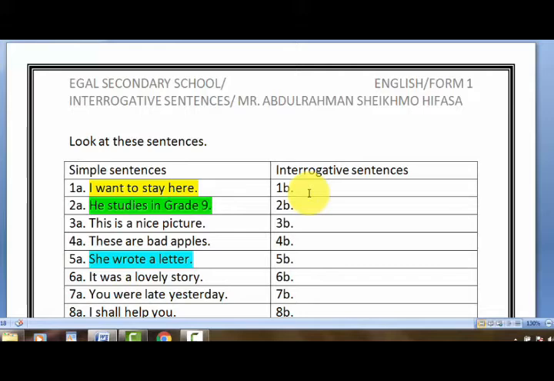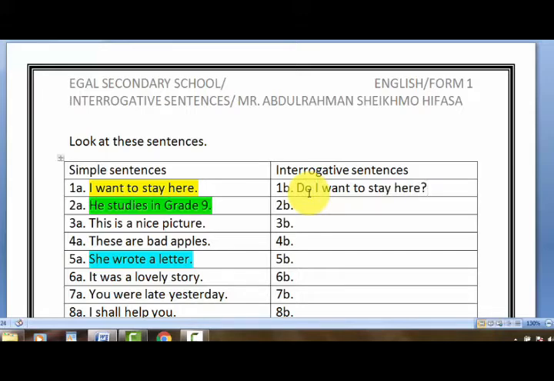I want to stay here. Here we have I, the subject, and want, the verb. Here we don't have any verb to be, any modal auxiliaries, any has or have. So we use do, because I is a singular subject but takes the plural form. So we say, do I want to stay here?